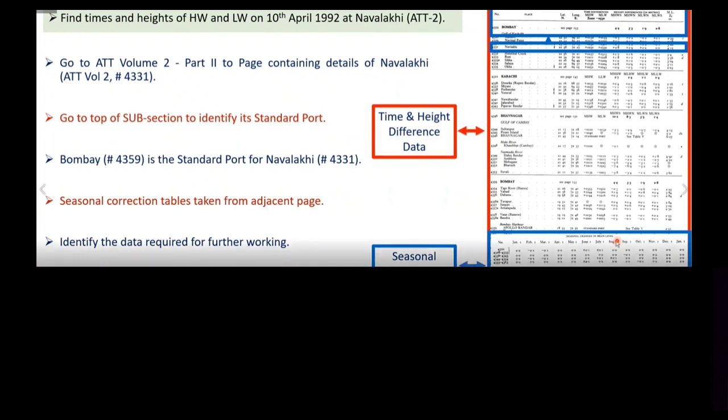So beta, have a look at the seasonal correction also. 4331 और 4359, इन दोनों की seasonal correction हमें चाहिए. So just see, is it there on the same page or the next page? नेक्स्ट पेज पे है सर. वेरी गुड बेटा, वेरी गुड. दोनों नंबर्स की सीजनल करेक्शन अवेलेबल है? यस सर. वेरी गुड बेटा.